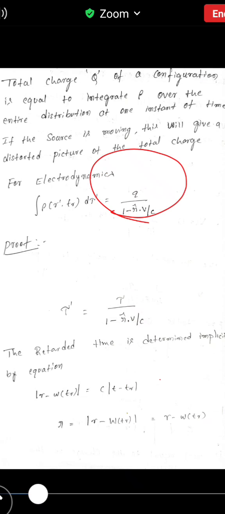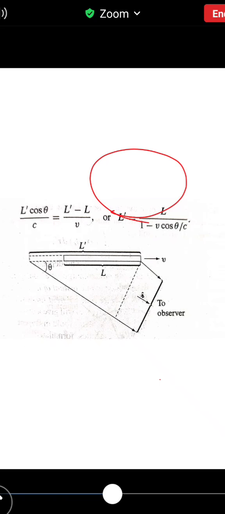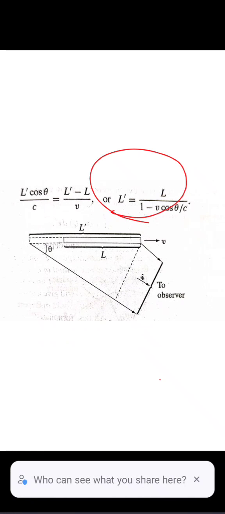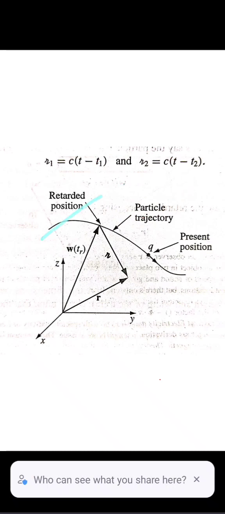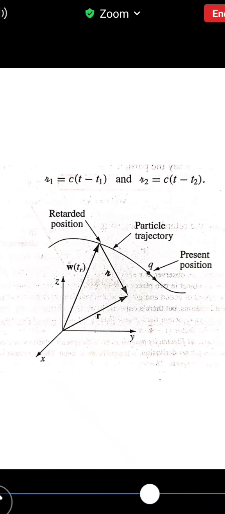Okay, next we apply this correction factor to the scalar and vector retarded potentials. Okay, next.